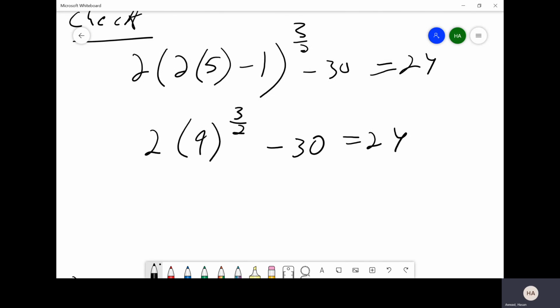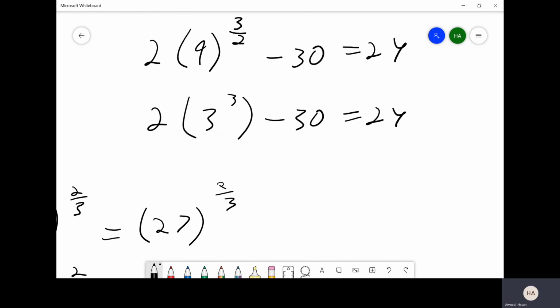So what I want to do is I just want to take the square root of 9 first. So the square root of 9 is going to give us 3. So we just have 3 cubed, right? Because that cubed we haven't done anything with. Okay, minus 30 is equal to 24. Okay, I'm going to just draw a line here because that was part of our original work.